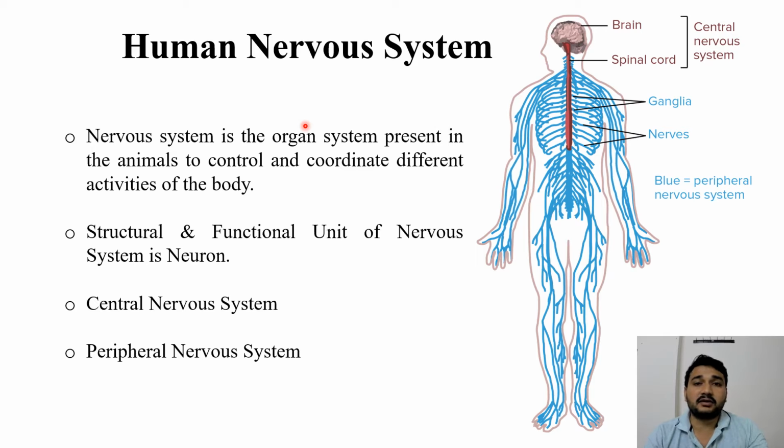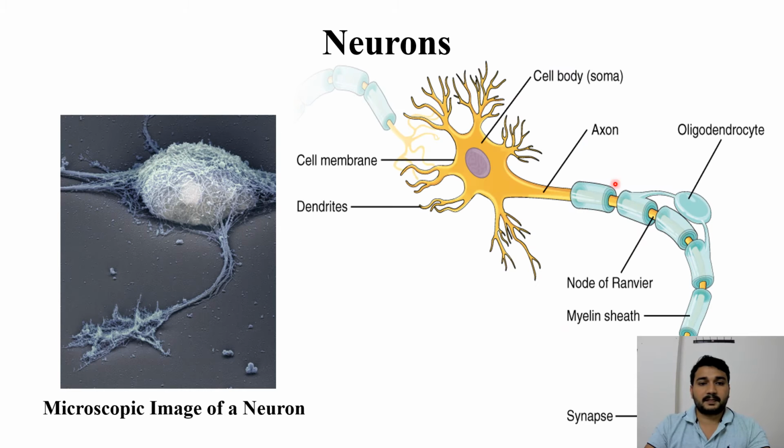So this is about how the central nervous system functions. Here is the detail about the structure of neurons. Like all other cells, neurons are also cells, and they perform various kinds of functions. They have a cell membrane, a cell body, dendrites, axons, nodes of Ranvier, and oligodendrocytes. These are the components of neurons and the details about their structure.